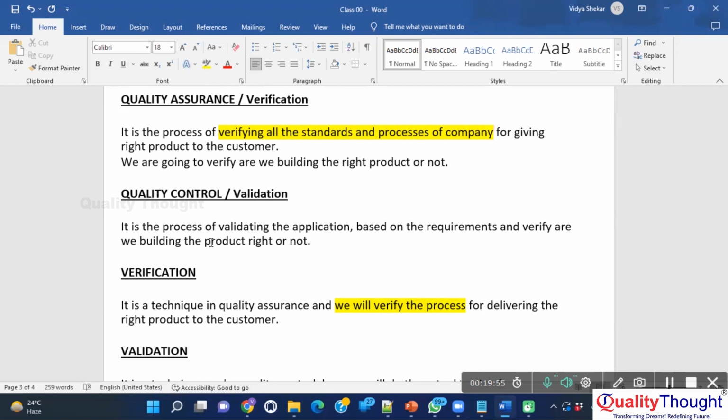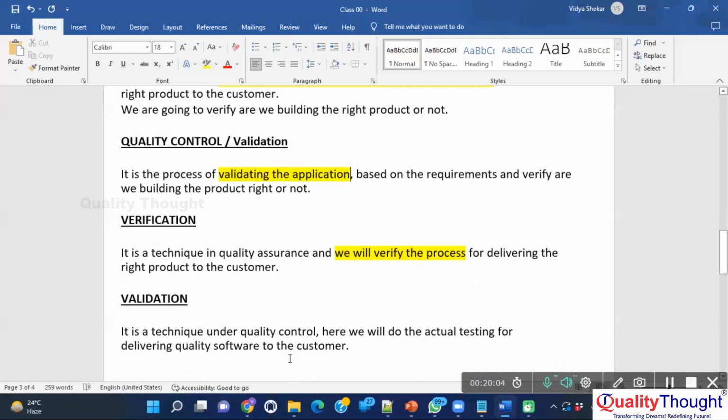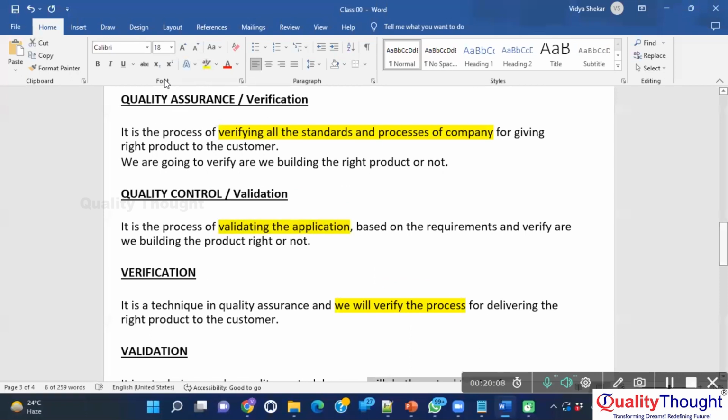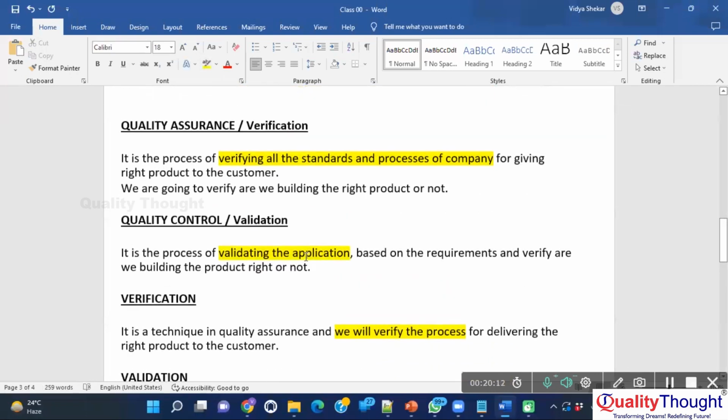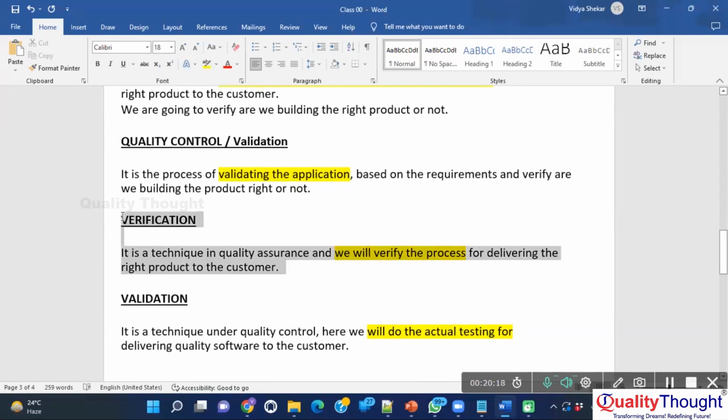Quality control is nothing but you are validating the application, whether it is developed as per the customer requirements or not. That is what it says, that you are doing the actual testing of that particular application. It's different, right? It's not the same. Quality assurance and verification, the meaning is the same.